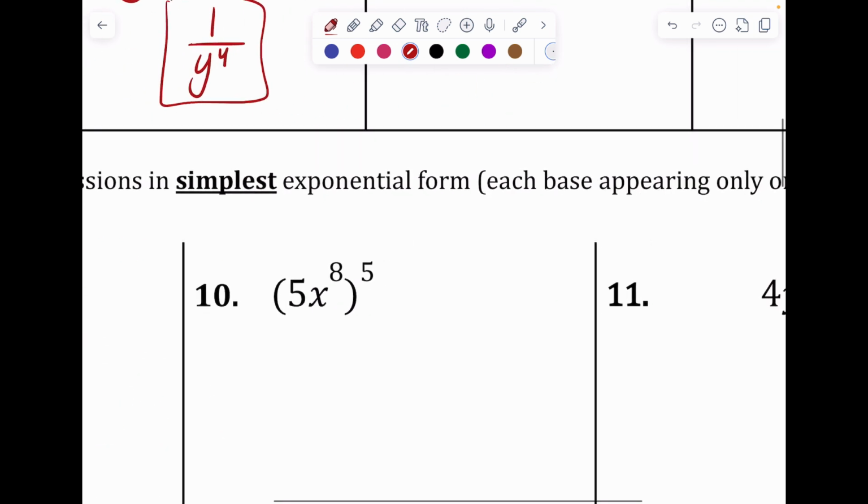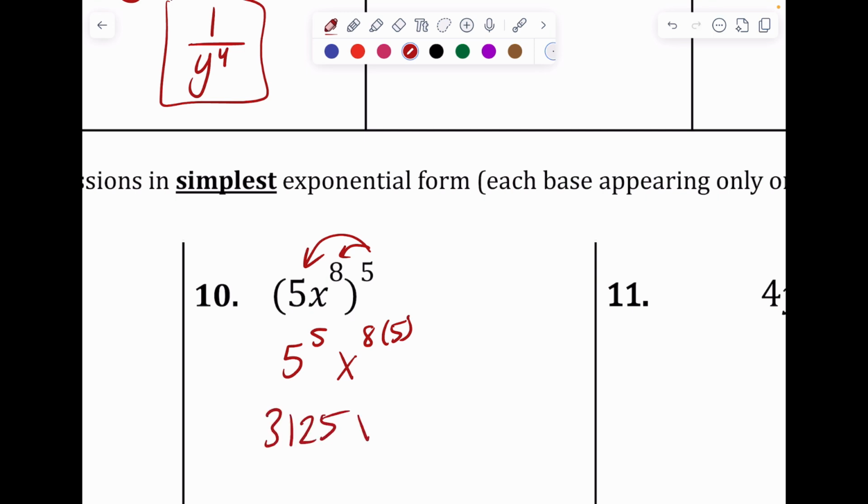Number 10, I see 2 different things that can happen. We have everything in the parentheses being raised to the power of 5. So I have 5 to the power of 5. And I also have x to the power of 8 times 5, because here we have our power to power rule, which tells us to multiply. 5 to the power of 5 is 3,125, x to the power of 40.